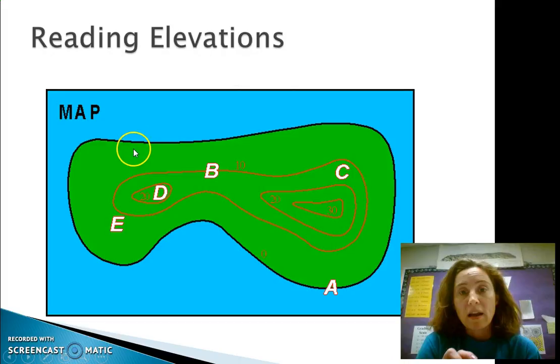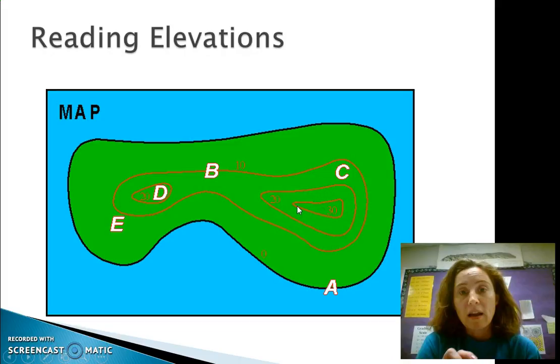So when we read this elevation, let's say that this is an island. Obviously 0 is going to be at sea level. If you were to go to this line and follow it all the way around, you would be at 10 feet above sea level no matter where you were on that line. Right here, this is 20 feet above sea level, as well as this one. Okay, and this is 30 feet.